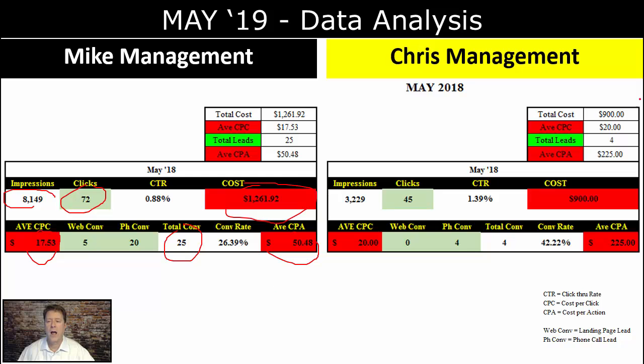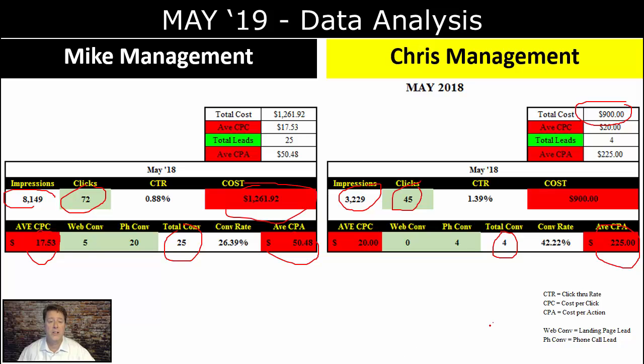You, on the other hand, from what I understand, you're spending about $900 a month. You had gotten 3,229 impressions, 45 clicks, but only 4 conversions from phone calls. So that really equates to about $225 cost per action. And that's really the most important number.